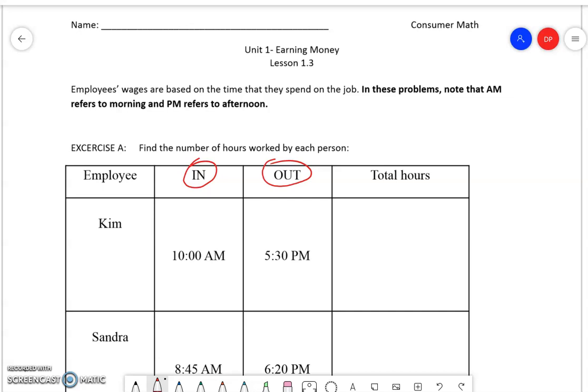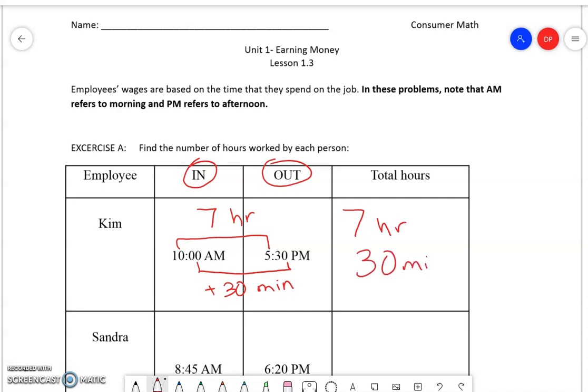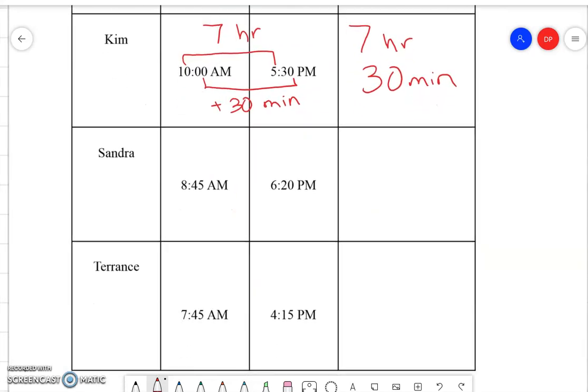So, when I'm looking at these, I'm looking at my hours first. To go from 10 to 5, that's going to be 7 hours. And then from 0 to 30 is going to be 30 minutes plus 30 minutes. So this one's nice and easy. It's just going to be 7 hours and 30 minutes. For my next one, Sandra.